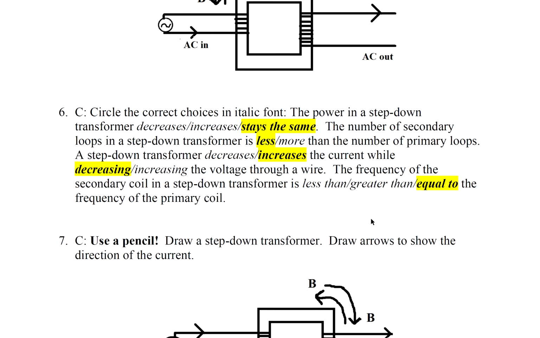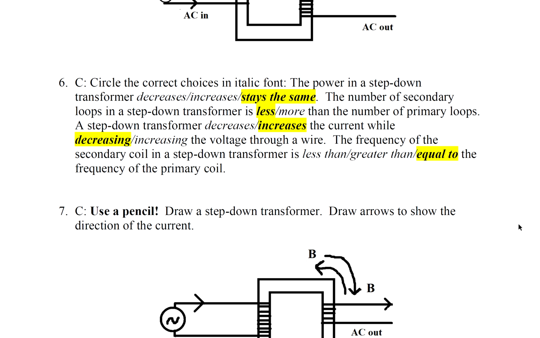Question 6. Circle the correct choices in italic font. The power in a step-down transformer stays the same. The number of secondary loops in a step-down transformer is less than the number of primary loops. A step-down transformer increases the current while decreasing the voltage through a wire. The frequency of the secondary coil in a step-down transformer is equal to the frequency of the primary coil.